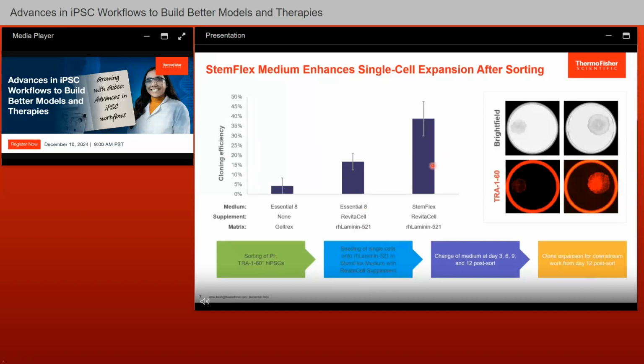But in the third condition, where we've sorted single cells and plated them back down in StemFlex media with the RevitaCell supplement and the laminin-based matrix, we observe our clonal efficiencies to be closer to 40 to 45%, really allowing you that flexibility in terms of how many different clones you can easily generate after a sorting experiment or gene editing experiment.